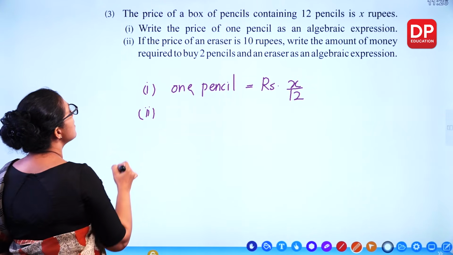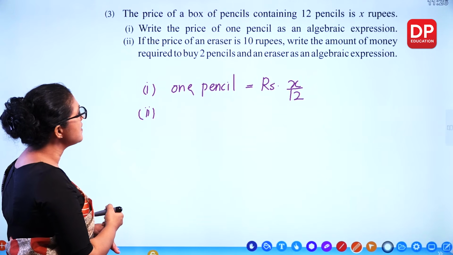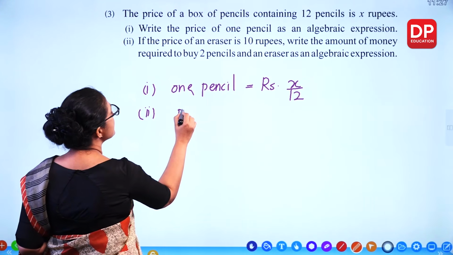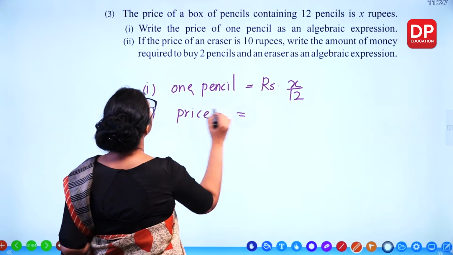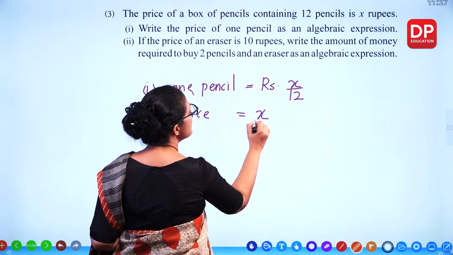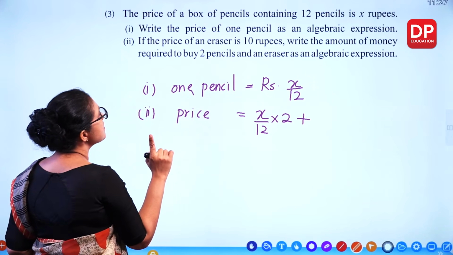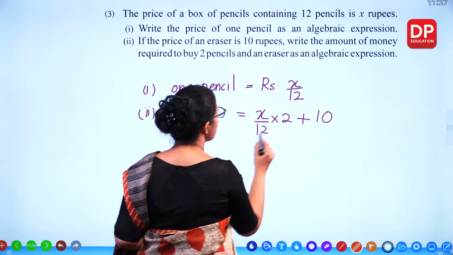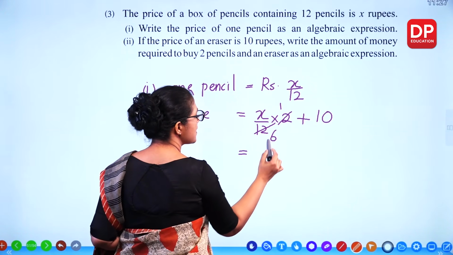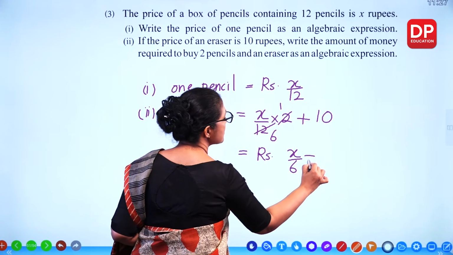If the price of an eraser is 10 rupees, write the amount of money required to buy 2 pencils and 1 eraser. So what's the price? To buy 2 pencils, 1 pencil is this, so 2 pencils means you have to multiply this by 2. And 1 eraser. Eraser is 10 rupees. So what's the total? Here you can simplify. 2 times 1 and 2 times 6. So I can write this one as X over 6 plus 10.